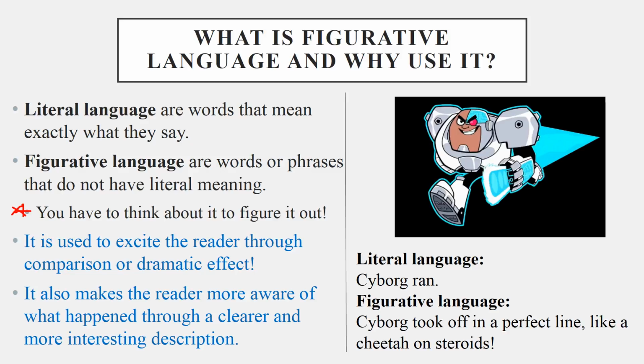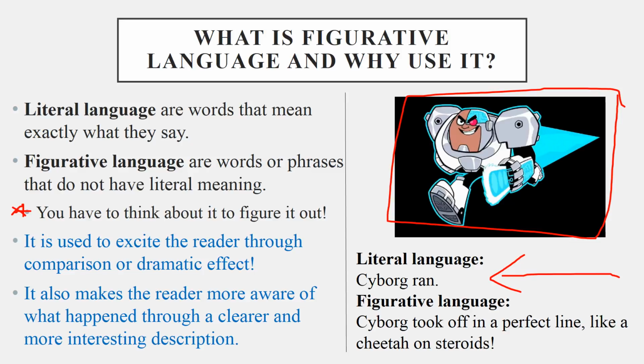Figurative language is used to excite the reader through comparison or the usage of dramatic effect. It also makes your reader more aware of what happened through a clear and more interesting description. So, in the image over here, a literal way to say it is, Cyborg ran. Using figurative language, we could say, Cyborg took off in a perfect line like a cheetah on steroids. We know he isn't actually a cheetah on steroids, so it's figurative, but it gives us a pretty clear photo in our head. We could see him running really fast.